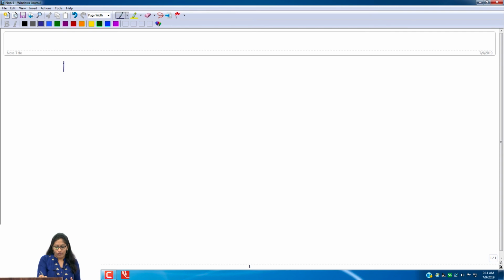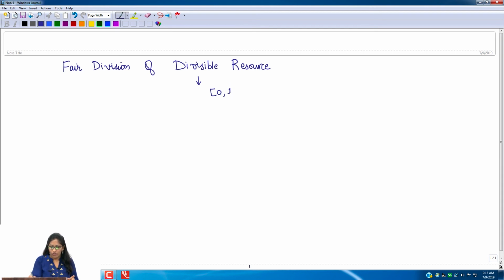So this is the second day for fair division, and let me begin by giving a recap of what we did yesterday. What we saw was fair division of divisible resources. As you remember, we modeled the divisible resource as a 0-1 interval or 0-1 segment. We also thought of it as a cake, and it can be land or anything. So we've been talking about fair division of cake.